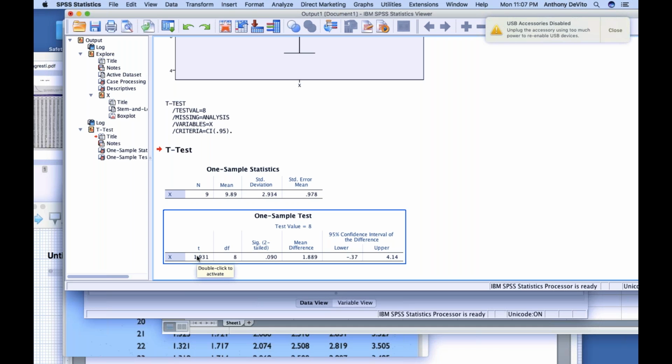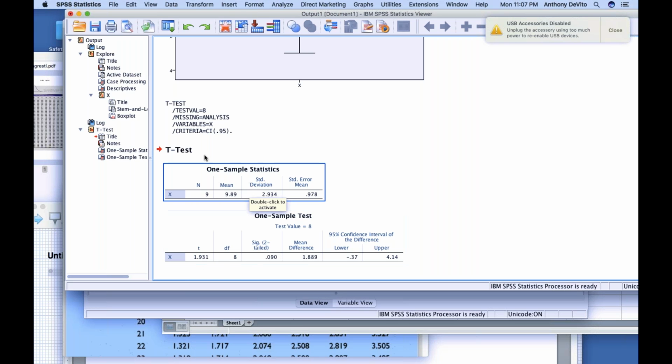And the probability that we would be wrong if we reject the null hypothesis and say that these are different is 9%, which is greater than 5%, so we fail to reject the null hypothesis. Had this been 4%, we would have gone ahead and rejected the null hypothesis. That would have only happened if the t-score was greater than 2.3. Okay, in this case, for this sample size.